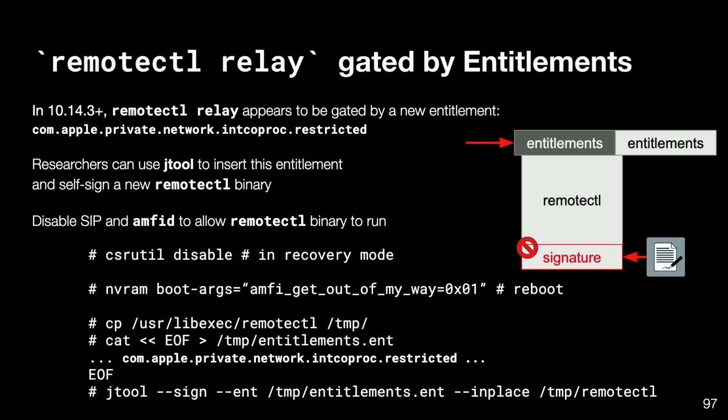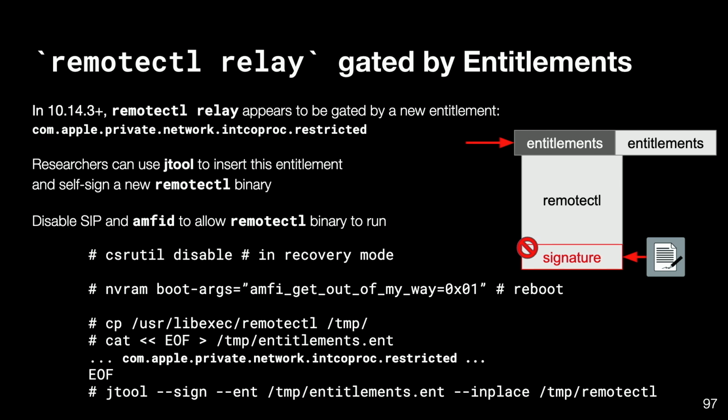The remotectl relay subcommand specifically is gated by a new entitlement in 10.14.3 and onward. It's the com.apple.private.network.intcoproc.restricted entitlement. And using Jonathan Levin's really cool JTool utility, you can take the remotectl binary and add this entitlement to it, and then re-sign it with your own certificate.